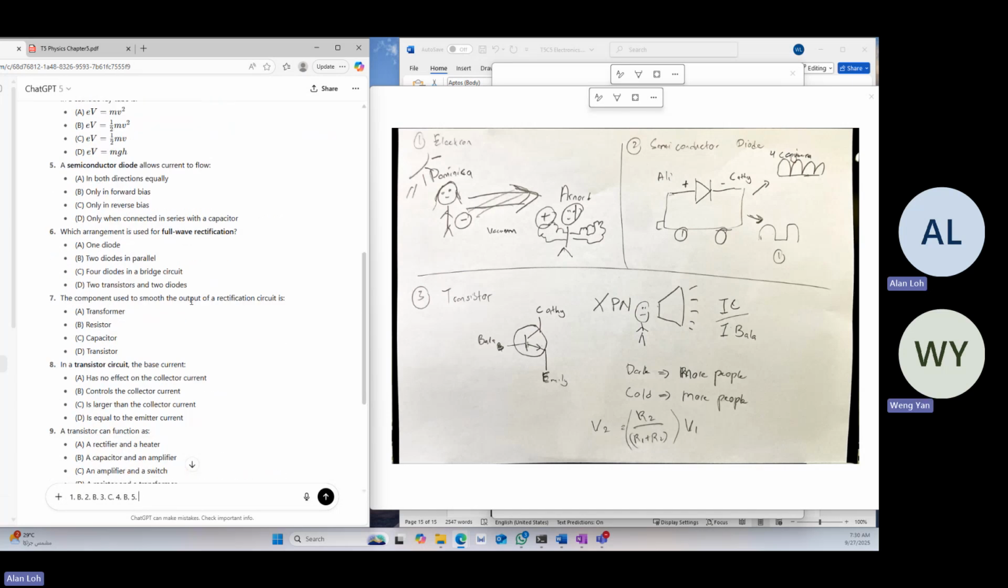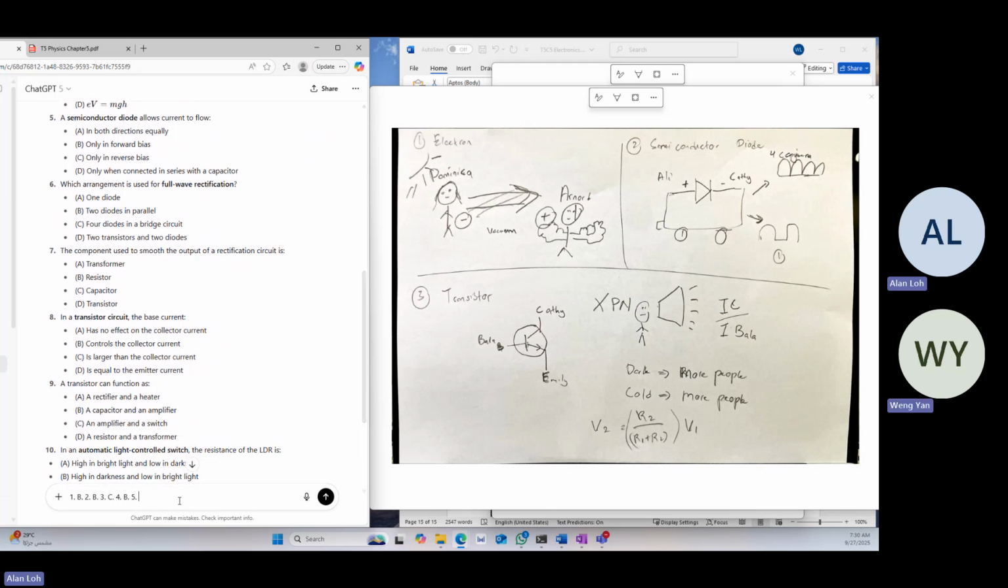Oh, semiconductor here. Semiconductor here is the second row, and it's the wall. So it is B. Full wave rectification. Number 6, rectification is also still the second row, and it's about the full wave, so it's 4 capybaras, so it is C. About rectification, 7 is capybara, so it's capacitor. 7 is C.